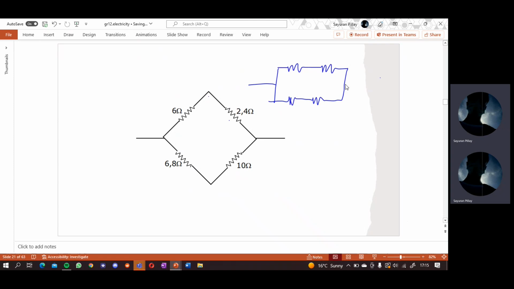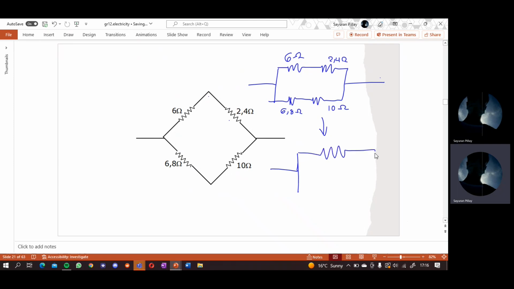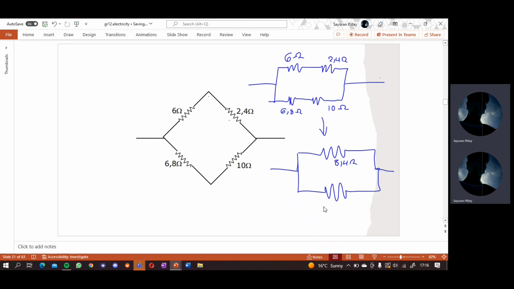So it's a little off, but that's there. And this is going to be 6 ohms. It's going to be 2.4 ohms. It's going to be 6.8 ohms, and there's going to be 10 ohms. Which then can also be simplified. So 6 plus 2.4, this is 8.4 ohms, and this is 16.8 ohms. Right, and then you just ring that and you do the calculation and you're done. So what is that going to be? In fact, 8.4 inverse plus 16.8 inverse.